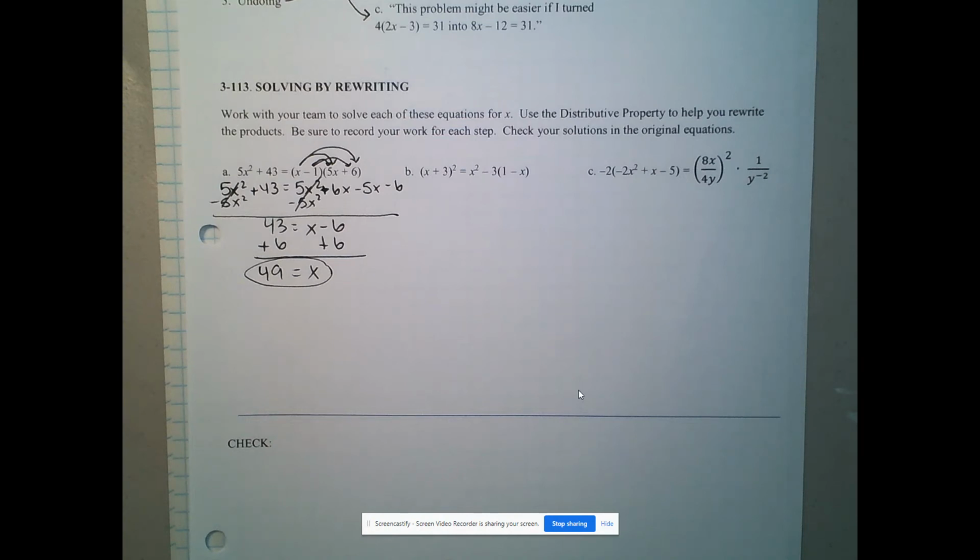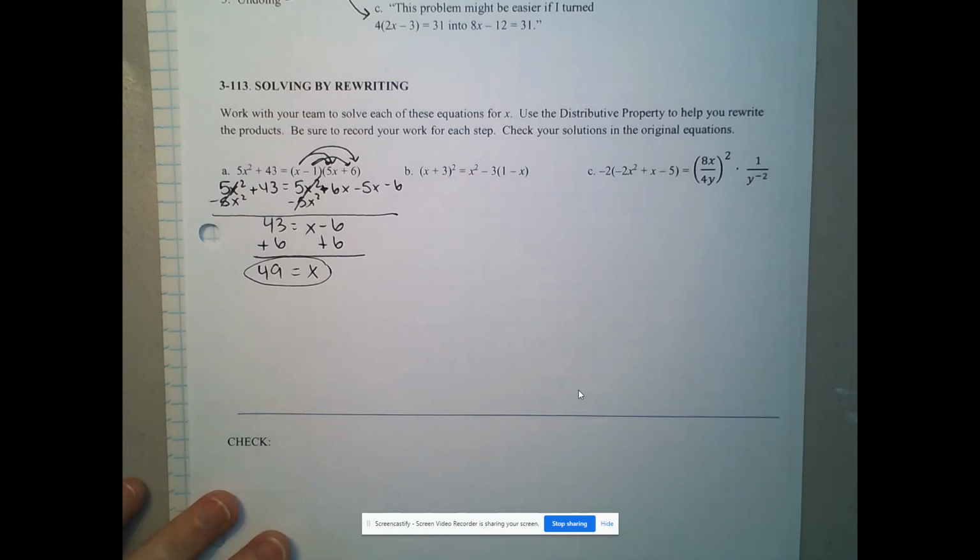If you want to check your answer, you simply plug 49 into the x on the left, plug 49 into both of the x's on the right to see if the left side equals the right side. And that is all done on your hard copy as well.